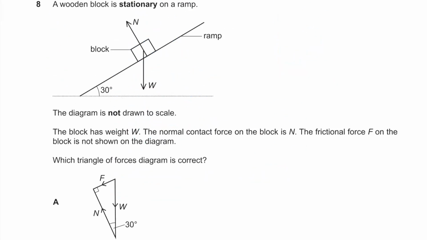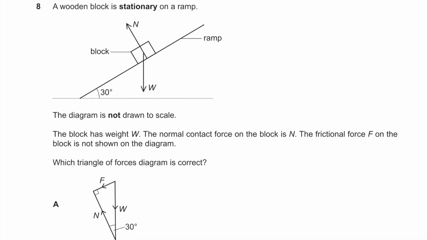8, we have a wooden block on a ramp. It's stationary. The diagram is not drawn to scale, fine. So which triangle of forces diagram is correct? Well, we know that they must add up to 0 ultimately if it's not moving. So if it's not moving, then that means there must be frictional force pulling back upwards. I mean, we're told that anyway, there's a frictional force of F. So that's it right there.